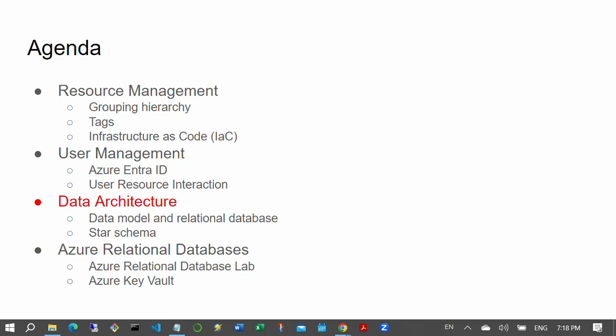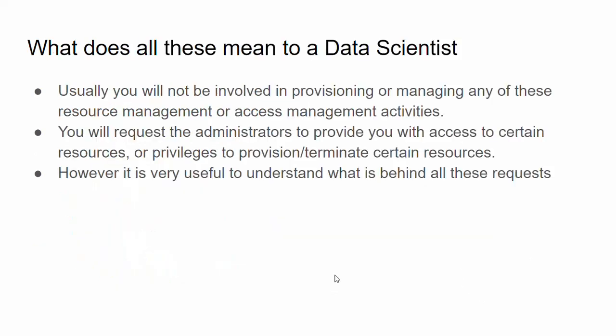So far, we have talked about resource management, user management, and their interaction, right? What does all this mean to a data scientist? Usually, as a data scientist, you will not be involved in provisioning or managing any of these resource management or access management activities. However, you will request the administrators in your company to provide you with access to certain resources or privilege to provision or terminate certain resources.